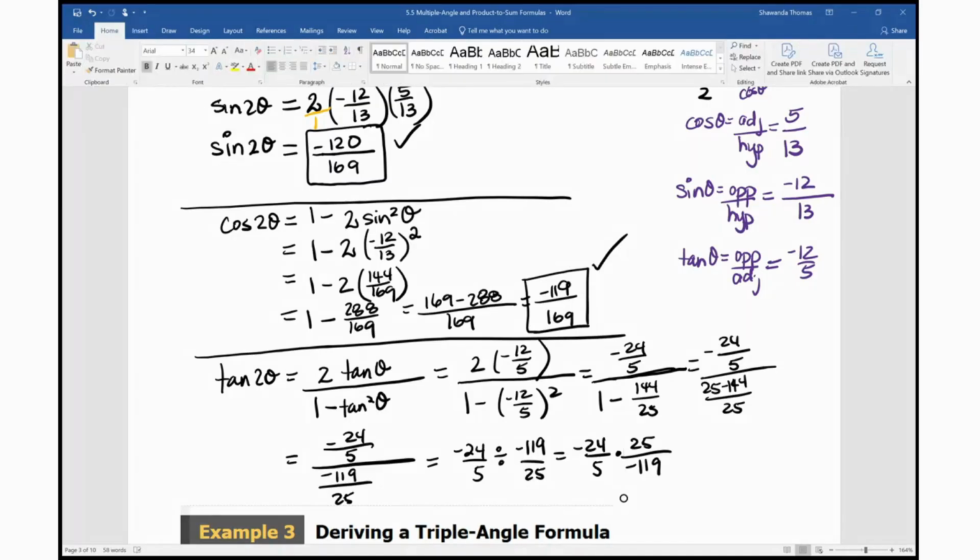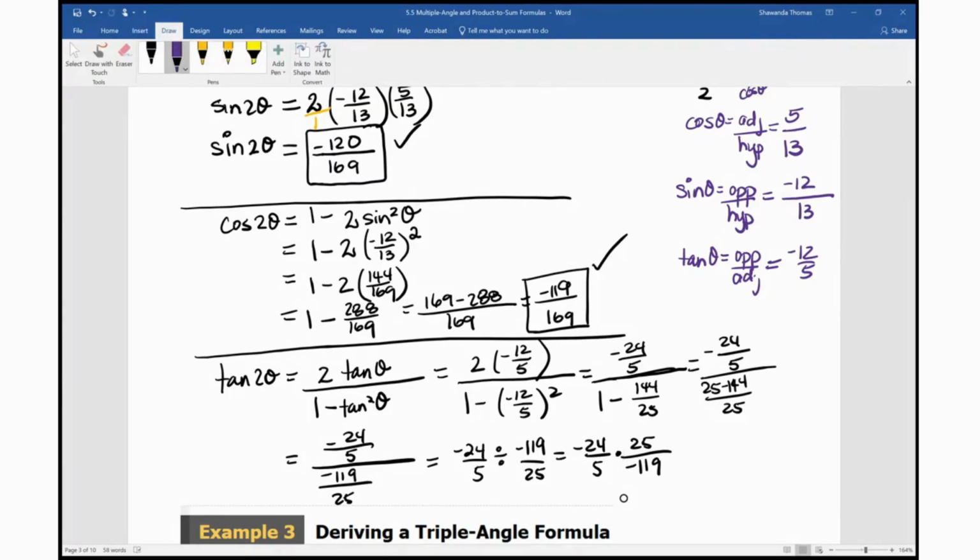We can cross cancel here. 5 goes into 25 5 times. So negative 24 times 5. Well, it's a negative divided by negative, so we're going to have a positive answer. It's going to be 120 over 119. All right. Any questions?